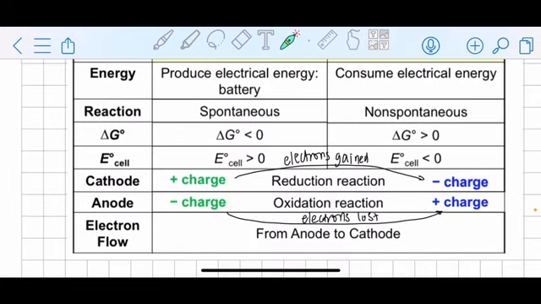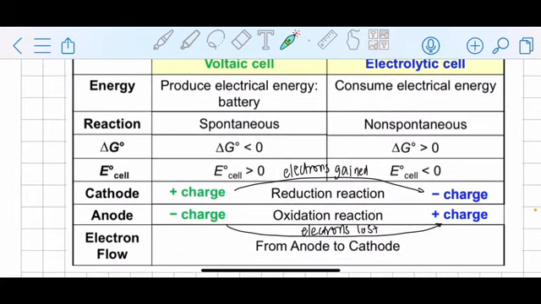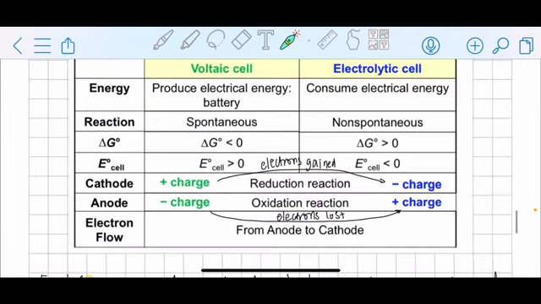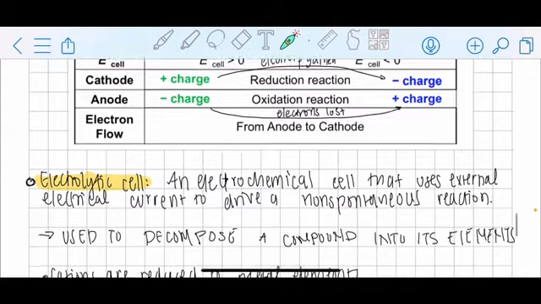And initially, in the voltaic cell, the charge is positive at the cathode, meaning the cathode is where the reduction is happening and the electrons are gained. So after the reaction has taken place, when the electrons have been gained, the charge is negative. And again, at the anode, the charge is negative, meaning there is oxidation happening and the electrons have not been lost yet, so it's negative initially, and then after that it's positive. And it's easy to remember that electrons flow from anode to cathode.